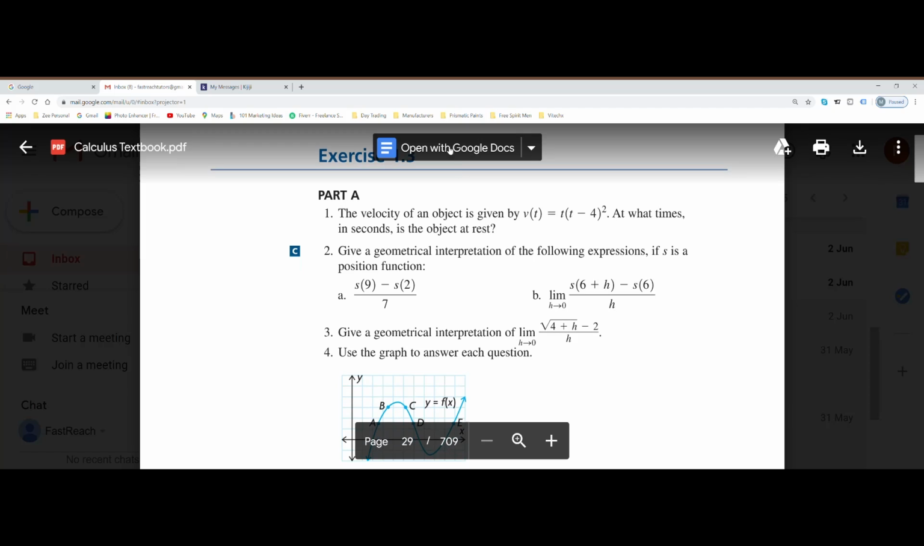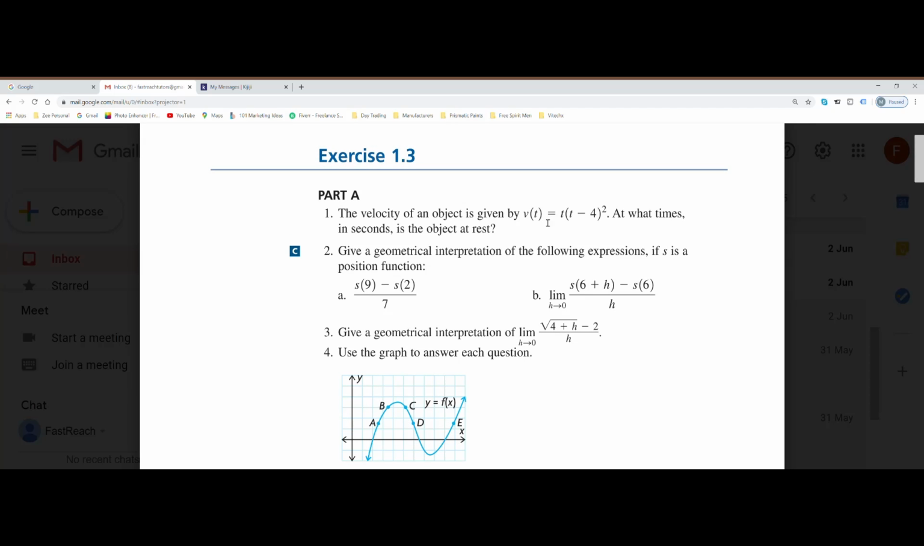So here, the velocity of an object is given by v(t) = t(t − 4)². At what time in seconds is the object at rest? So you have to find out when the velocity is 0, because that's when the object is at rest.